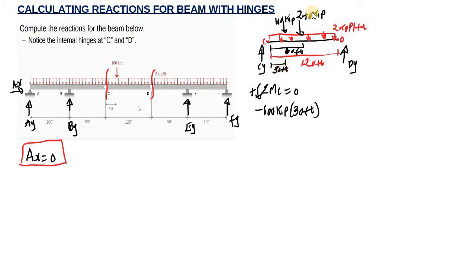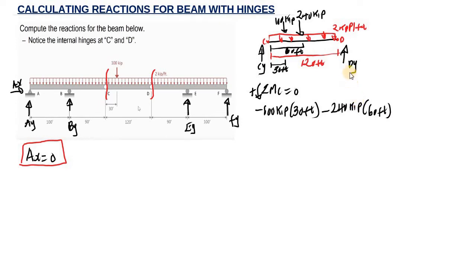Then also we are having 240 kip, and this is acting downward. So if we apply 240 kip on this beam relative to the point C, it's going to try to rotate this beam in the clockwise direction. So this is negative 240 kip, then multiply by the distance. So what is the distance? The distance is 60 feet, as you can see. So this is going to be multiplied by 60 feet.